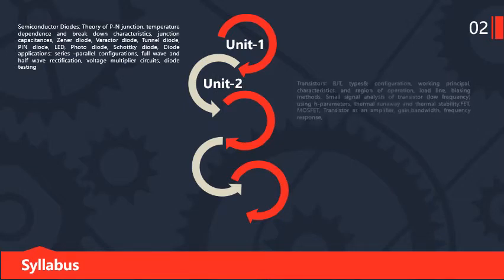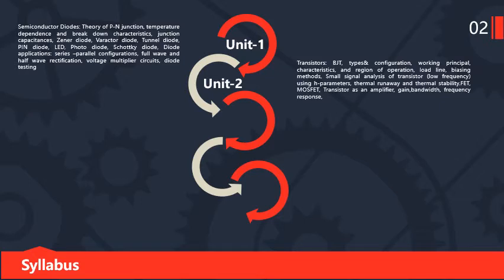Now we will move on to unit number 2. In unit number 2 we will study about the transistor. BJT stands for bipolar junction transistor, its types and configurations, working principle, characteristics, and regions of operation, load line, biasing methods, small signal analysis of transistor using h parameters, thermal runaway and thermal stability. FET stands for field effect transistor. MOSFET stands for metal oxide semiconductor field effect transistor. Transistor as an amplifier, gain, bandwidth, frequency response, etc.